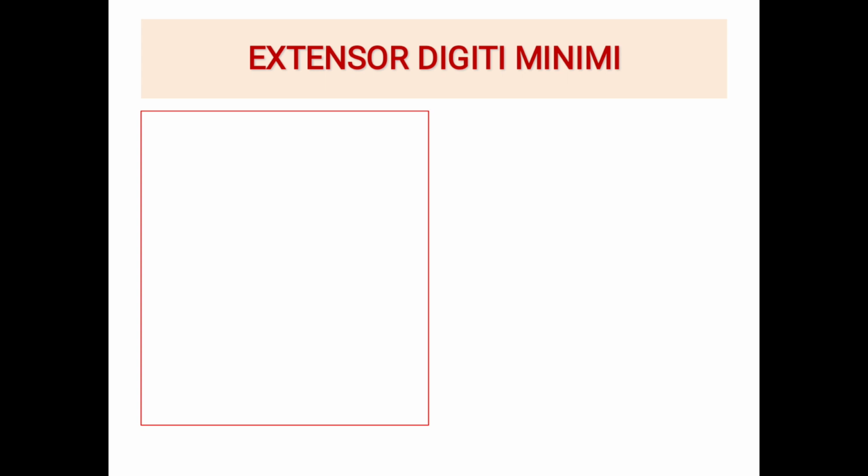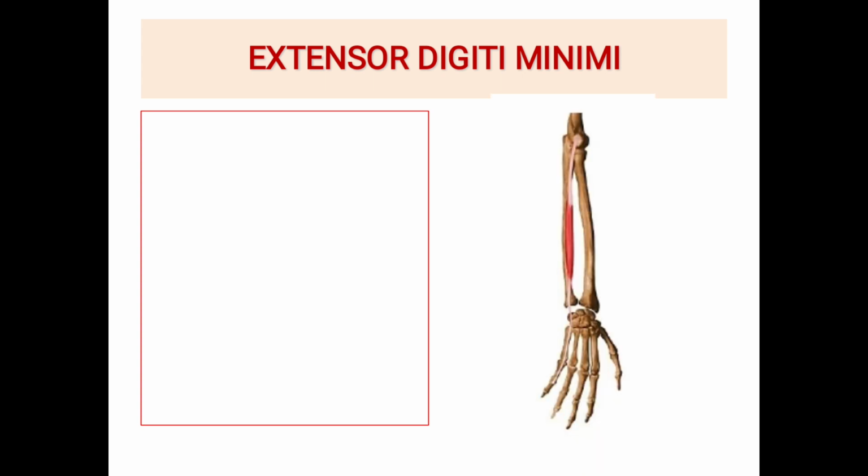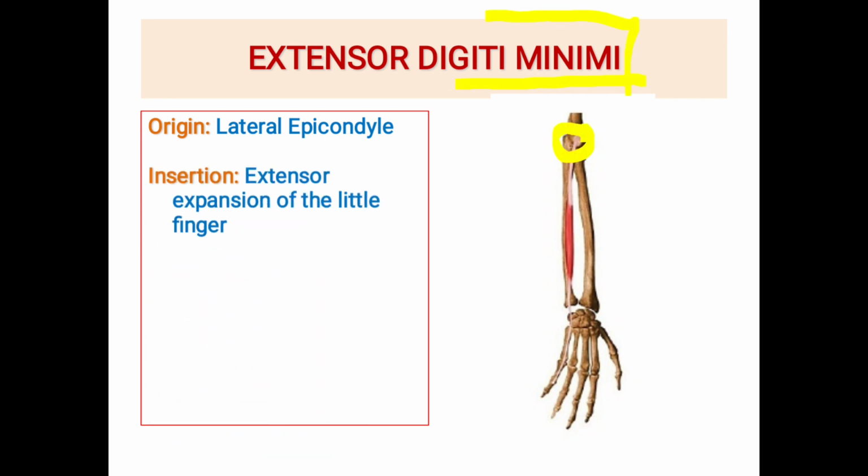Okay. So, this is the unique. Di ba? When we discussed this in the lecture, the unique thing about the posterior group is the indices and the digiti minimi. Correct? And both of the anterior and posterior have pollicis. Okay. So, extensor digiti minimi. Okay. So, again, common origin, lateral epicondyle. Of course, this is inserted at the little finger, or the extensor expansion of the little finger, together with the extensor digitorum. Of course, it extends the MCP.